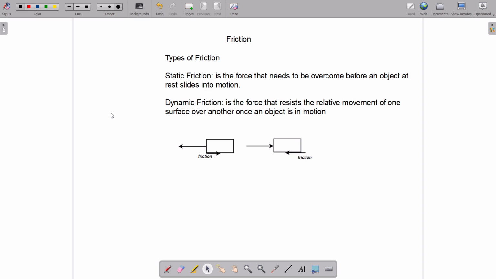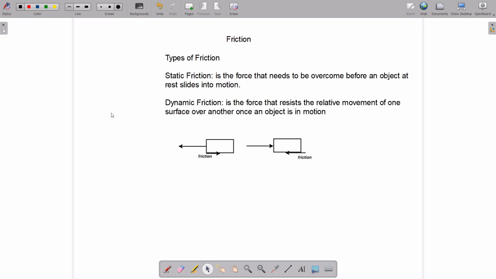And please take note of when we have static friction and when we have dynamic friction. Static, not moving. So that friction exists when the object is at rest and the force wants to cause the object to start moving. Dynamic friction is when the object is already in motion. There is still friction between the surfaces, and so we refer to that one as dynamic or kinetic friction.